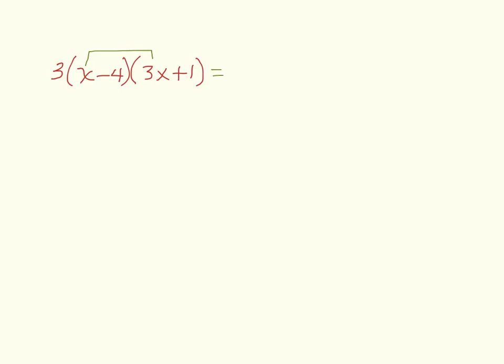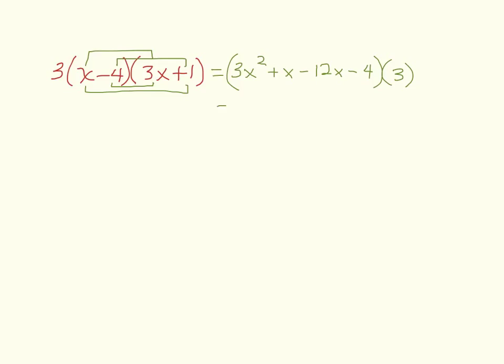So let's do that. Let's FOIL this. X times 3x is 3x squared. Outer would be x times 1, so that's x. Inner would be negative 4 times 3x, so that's minus 12x. And then last would be negative 4 times positive 1, that's a negative 4. And all of that is to be multiplied by 3. Okay? You understand what I just did?